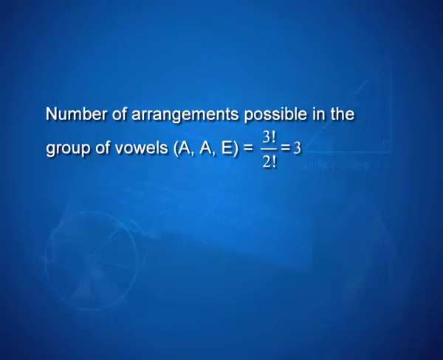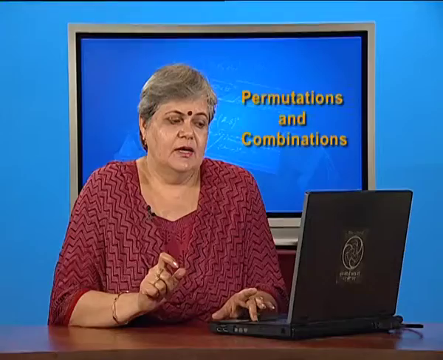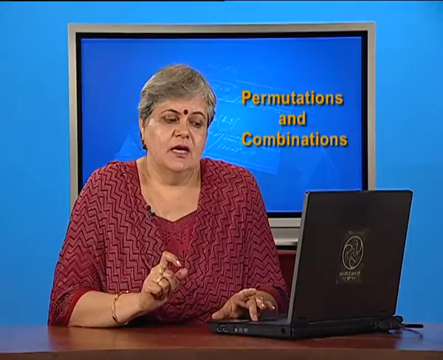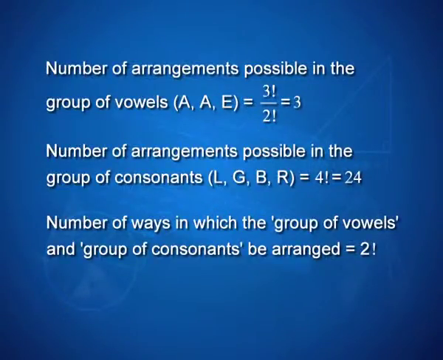So, using the result of n factorial by p factorial, that gives me 3 ways in which the vowels can be permuted within the group of vowels. Whereas for consonants, I have 4 consonants L, G, B and R, and they can be permuted in 4 factorial ways. 4 factorial coming from 4P4, and there is no repetition in this case, and therefore it is straightforward, 4P4 same as 4 factorial.